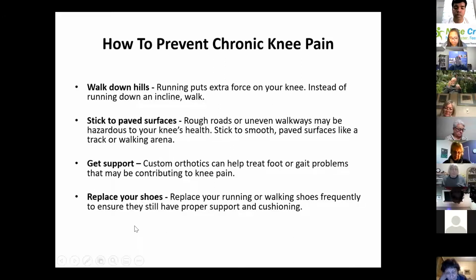And we need to replace the shoe. We always tend to use the shoe for years and years because we feel my shoes are perfectly working. But once they're worn out in specific areas, you are changing the alignment of the foot, and that wrong alignment can affect the knee as well. So it is important to check the shoe once every 6 months. Okay, so these are the simple tips that can prevent chronic knee pain.